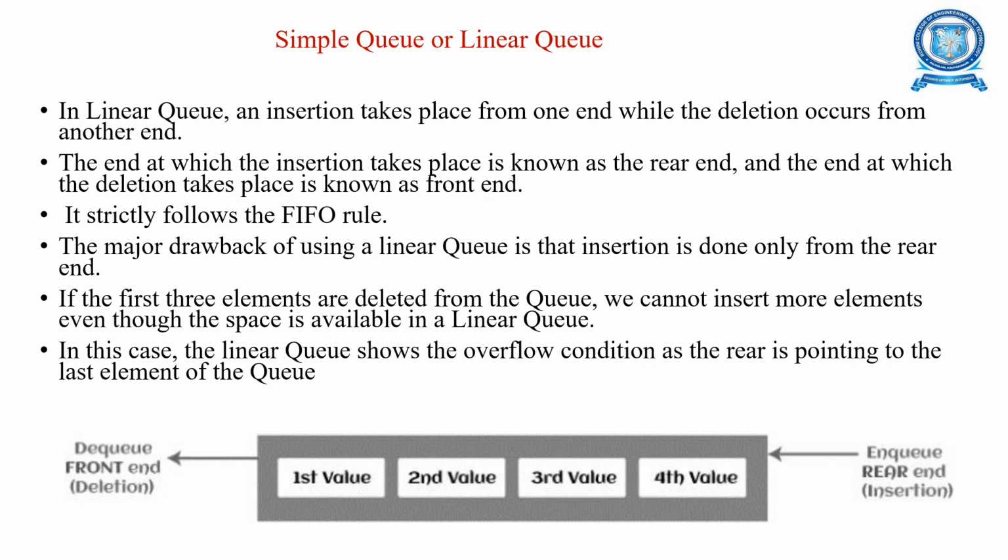The major drawback in a linear queue is that insertion is done only from the rear end. If the first three elements are deleted from the queue, we cannot insert more elements even though space is available in the linear queue. In this case, the linear queue shows the overflow condition as the rear is pointing to the last element of the queue. So this is the diagram.